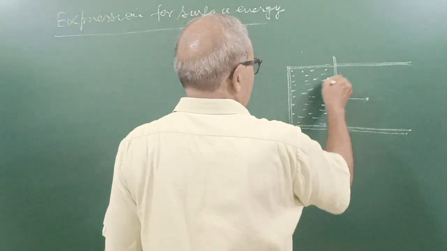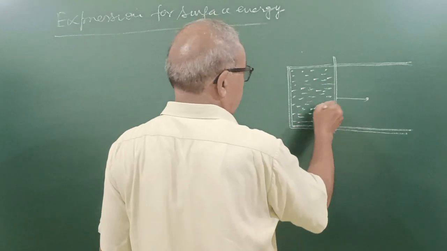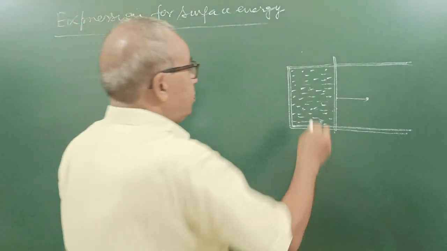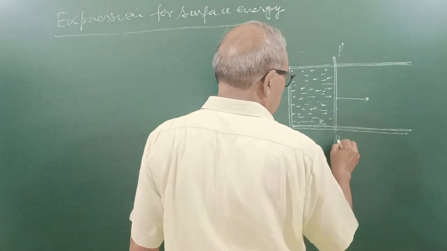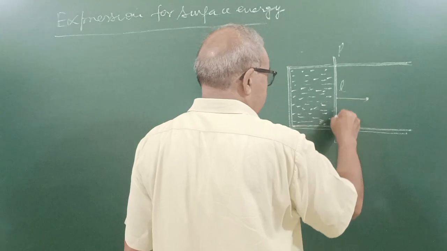And it is easier to make a film of soap solution. PQ is the rod, and the length of PQ is L. This length is L here.